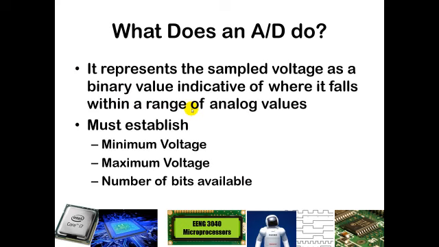So what does an analog to digital converter do? Well, it takes in that sampled voltage and creates a binary value that is representative of the analog voltage. The binary value is established based upon a minimum and maximum voltage, basically an envelope in which we are going to fit our signal of interest. And then we have a certain number of bits available. The more bits we have available, the better resolution we have to distinguish different voltage levels.